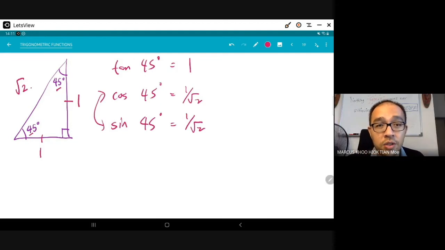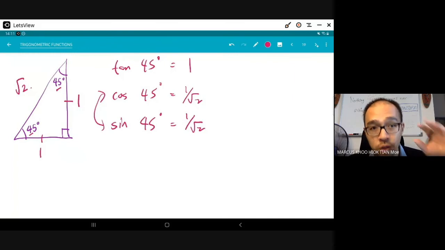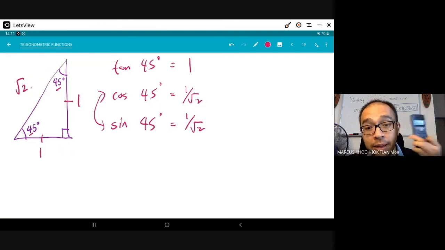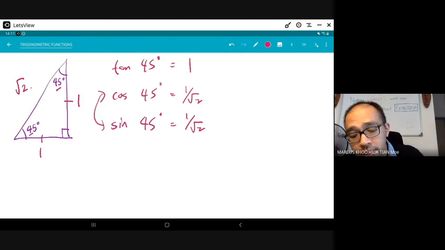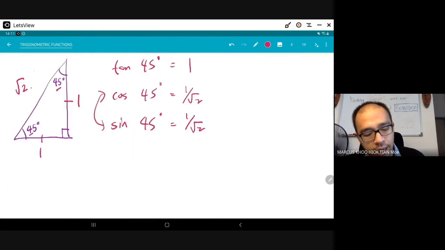So you have a choice. You can choose to memorize all these 9 special angles. Today's class is all about trying not to use the calculator if possible. Some things you can actually derive on your own and memorize, rather than pressing the calculator repeatedly, because sometimes even the human pressing the calculator can make mistakes. Or you memorize the 2 triangles, this triangle and this triangle.